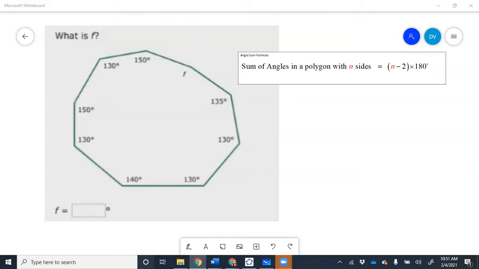This is a problem where we use the angle sum of a polygon, and we're going to use it to find f, the measure of angle f. So you can see that here in this drawing. They want us to find the measure of this angle right here.